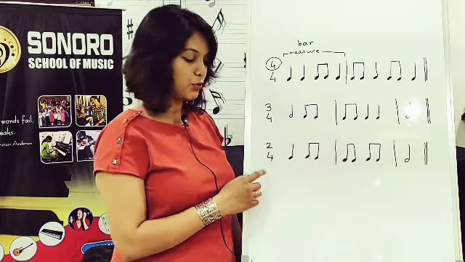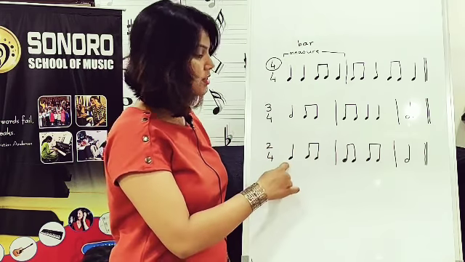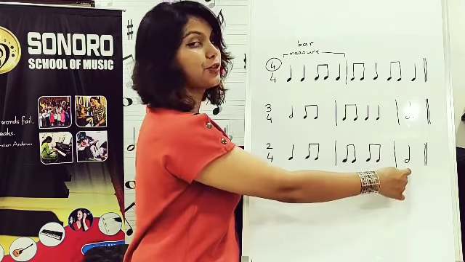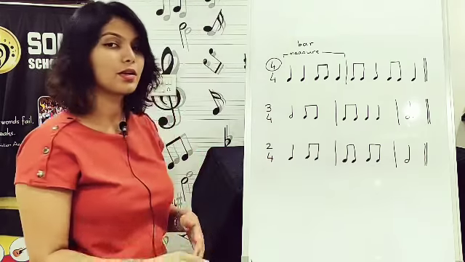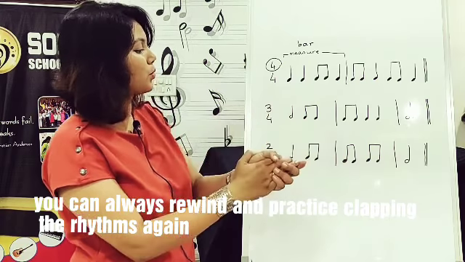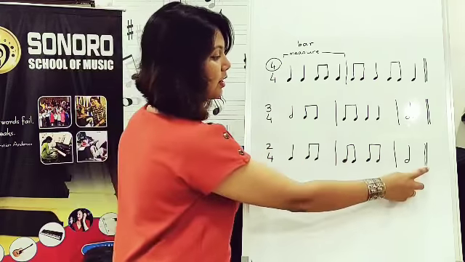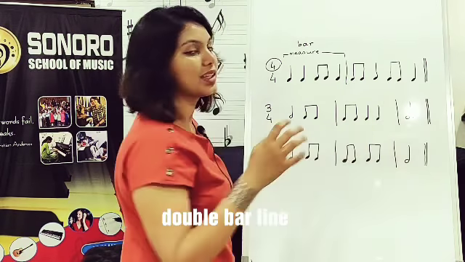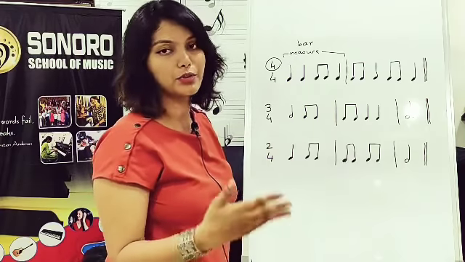Now let's look at the 2/4 time. 2/4. This is easy. It's just walk, running, running, running, half note. Easy. Let's clap it. Walk, running, running, running, half note. And this sign that we have here at the end of the pieces is called a double bar line. So it just marks the end of the piece.